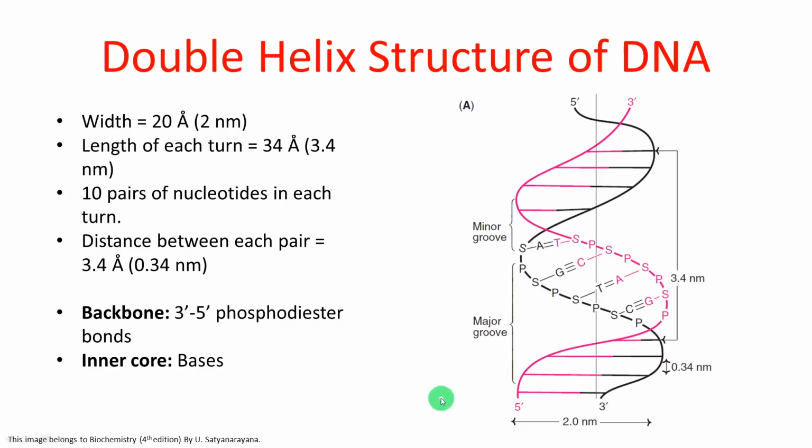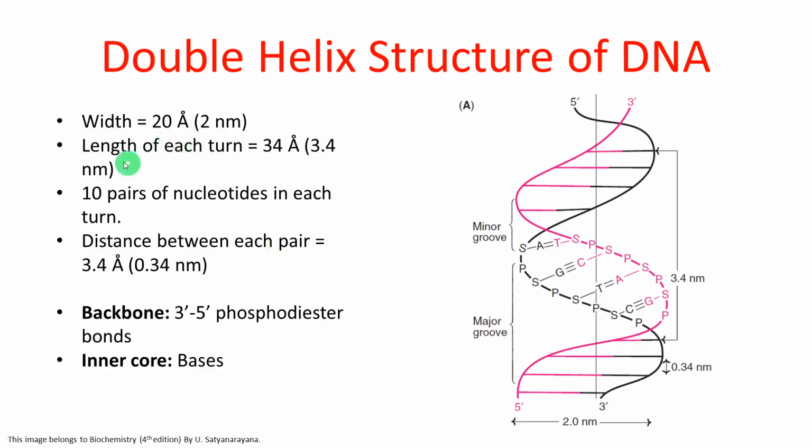Now, if we consider the width of this DNA, look towards the right-hand side, towards the pointer which I am showing, the width of this DNA is 2 nanometer. It is also indicated by 20 Angstrom. Keep one thing in mind that 1 nanometer is 10 Angstrom. That is why if the width is 2 nanometer, in Angstrom it will be 20 Angstrom, which is shown over here.